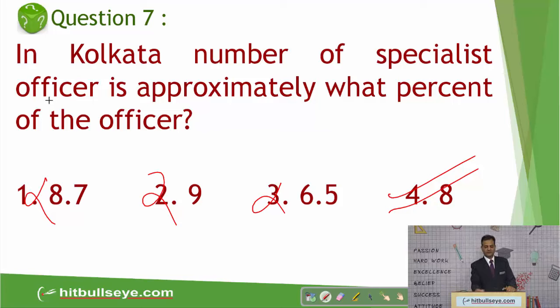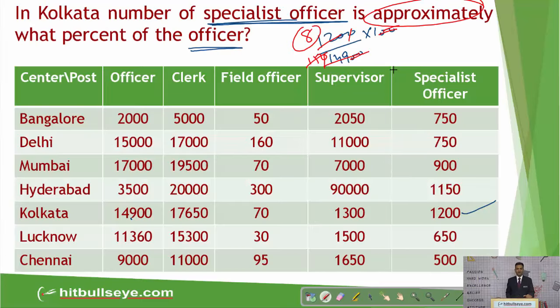Simply you have to see, specialist officers, what percent of the officers? Specialist officers over officers into 100 is the answer. So students, you can see most of the questions are of percentages. What is he asking, this is what percent of this, what is the average, again what is the change in the average, what is the change in the percentage. So these are simple questions, but the main thing is your observation should be very good and you should read the question. You should be able to do the question in the first go.